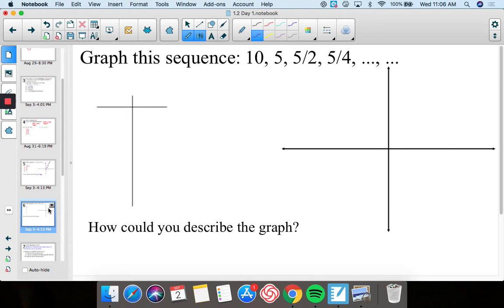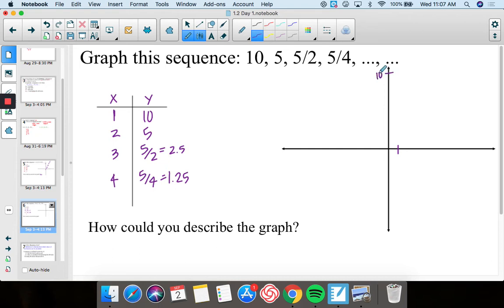Okay, next one. Make a list here. Again, in this case, we have 4 terms, so our domain goes to 4. The first term is 10, second is 5, third is 5 halves, and the fourth is 5/4. For graphing, I think it would be easier to use decimals, so 5 halves is 2.5, and 5/4 is 1.25.